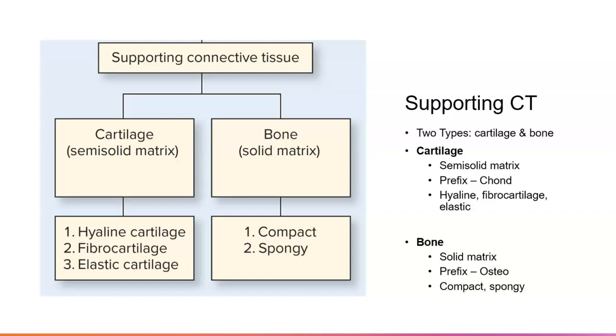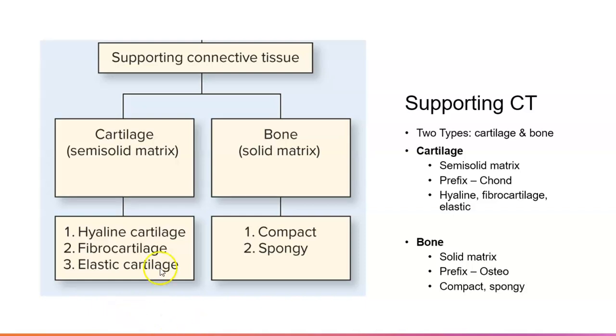Our second major category of connective tissues are the supporting connective tissues, and we have two types: cartilage, which has a semi-solid matrix, and bone, which has a solid matrix. These types of connective tissue form strong and durable frameworks that are going to be responsible for protecting and supporting softer body tissue. Now, the extracellular matrix is going to vary depending on the particular tissue type, and we will examine each of these.